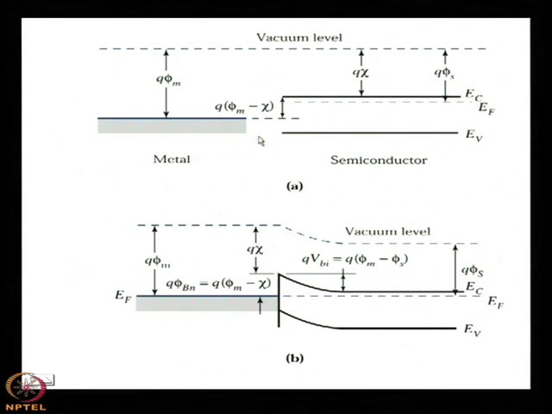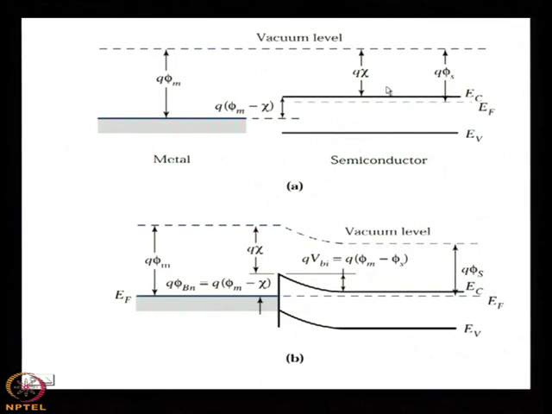If phi m is less than phi s, suppose a case where phi m is less than phi s, then what will happen? The reverse thing will happen. Electrons from the metal will go to the semiconductor, because phi m less than phi s means the electrons on the metal side are at higher energy compared to the semiconductor side. So, always the electrons will move from the higher energy side to the lower energy side, and here you see that it is the higher energy side, and it is the lower energy side.